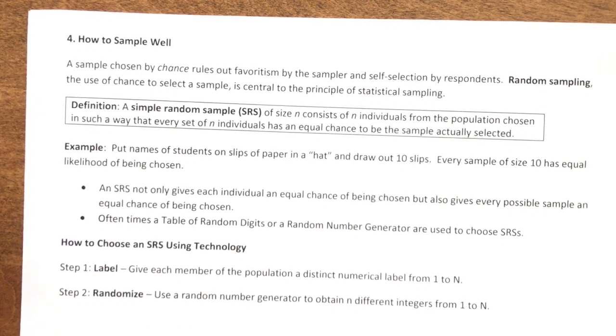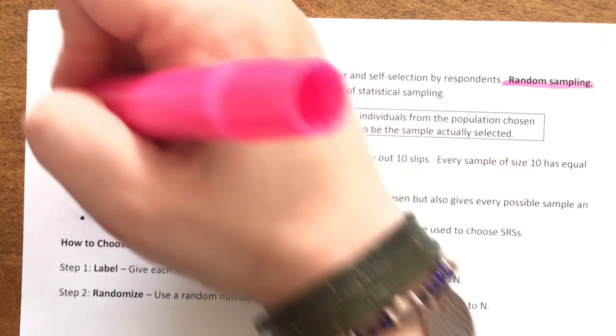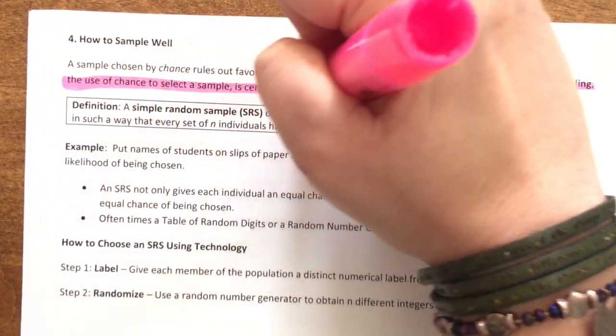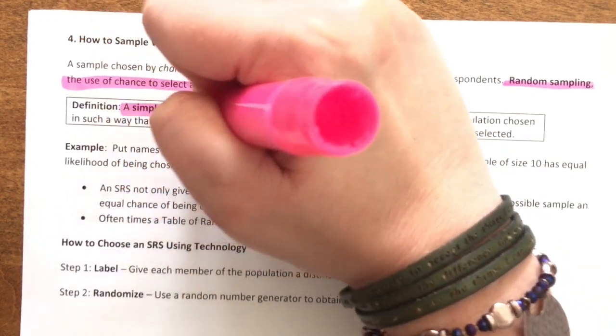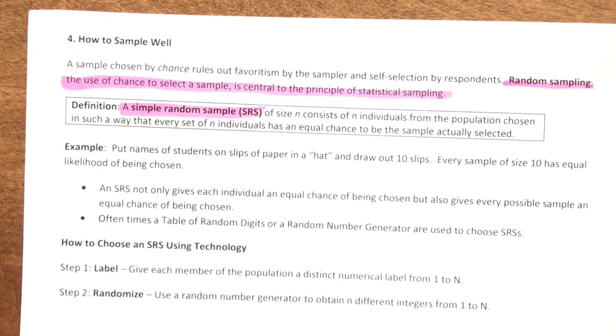Well, a sample chosen by chance is going to rule out favoritism by the sampler and self-selection by respondents. So we want a sample by chance to rule out bias. Random sampling, the use of chance to select a sample, is central to the principle of statistical sampling. So we want to use random sampling. One of the ways we can do that is using a simple random sample. Simple random sample, we will call it SRS.